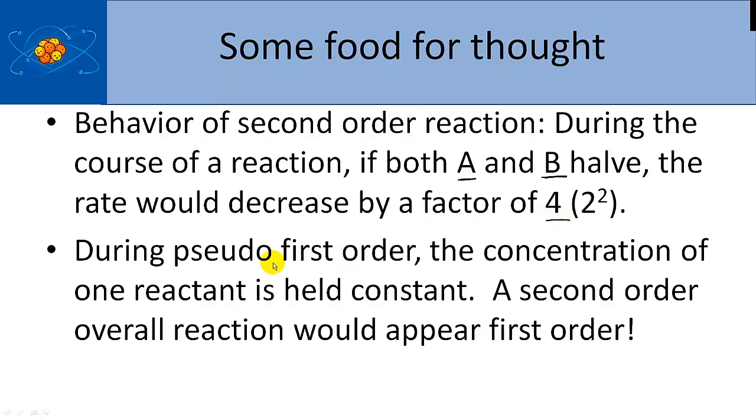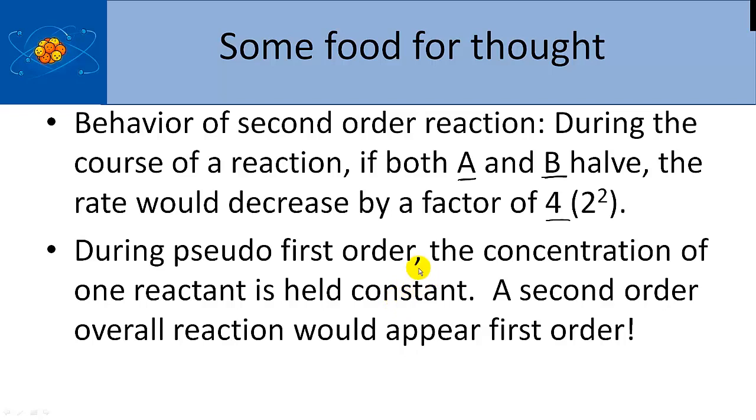Now, in a pseudo first order reaction, what we do is we keep one of the concentrations constant. There's a couple of tricks that you can use to do this. You can do it with a catalyst because the catalyst concentration isn't used. You can add the reactant continuously to keep its concentration the same. Or what people do most of the time in these kinds of situations is make one of the concentrations relatively high relative to the other.